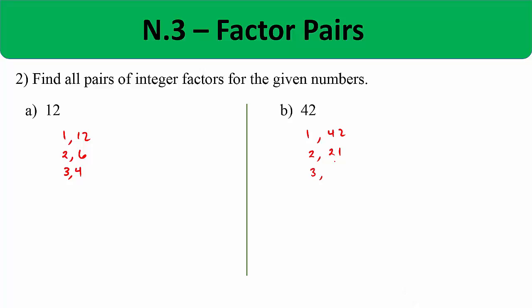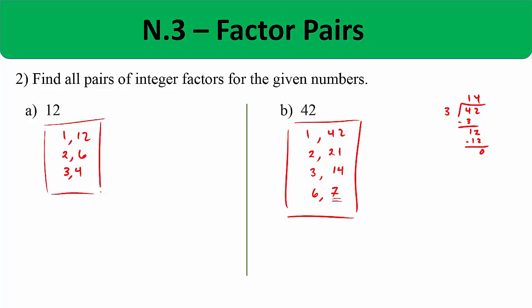3 and, well, if you don't know what that would be, you can always go over to the side and do long division. And get 14. Now 4 is not a factor because 42 does not divide by 4, so we skip it. 5 is not. 6 is. We know 42 is 6 times 7. And here's where we can stop, because if we were to try 7, we already have it here. So once you get values that are already given on the right column here, we know we're done. So these are the only 4 pairs of values that would multiply to give 42.